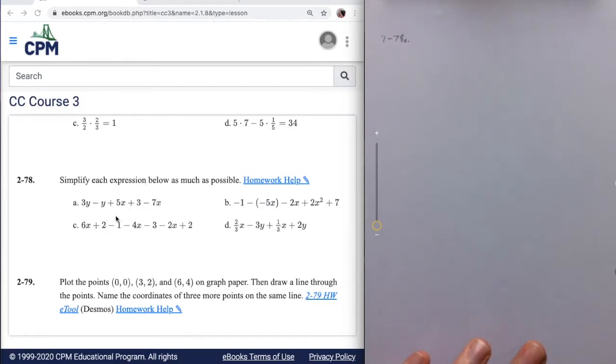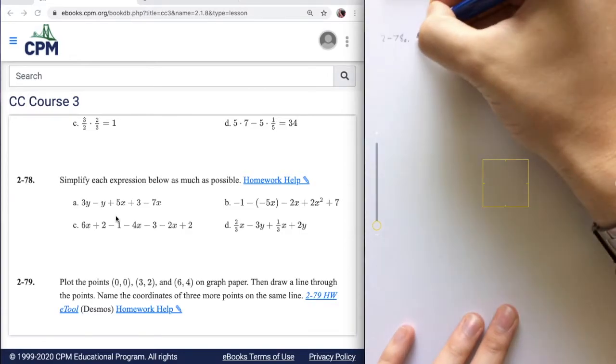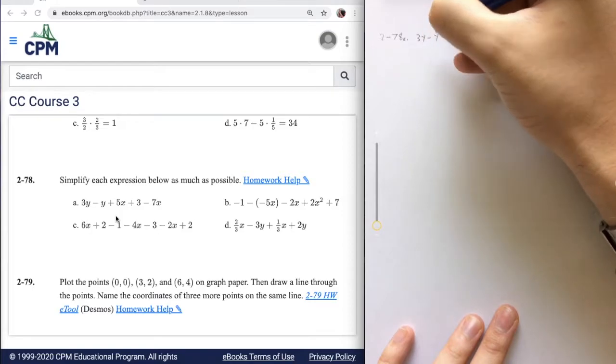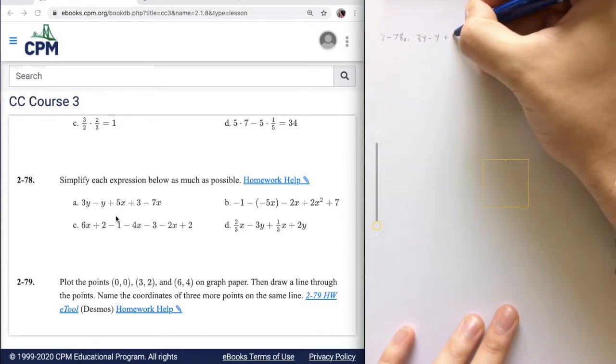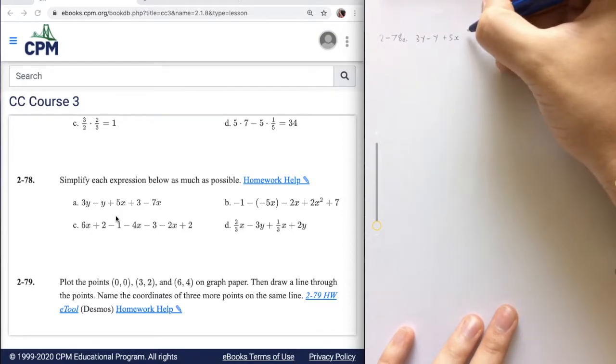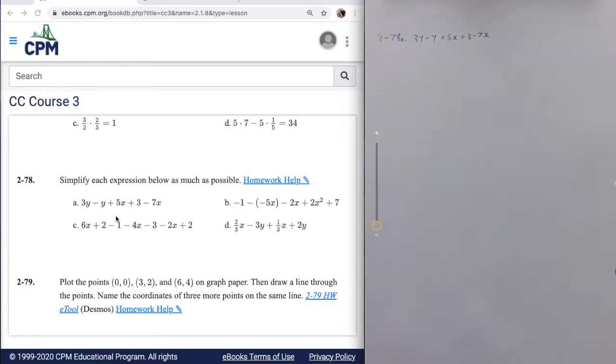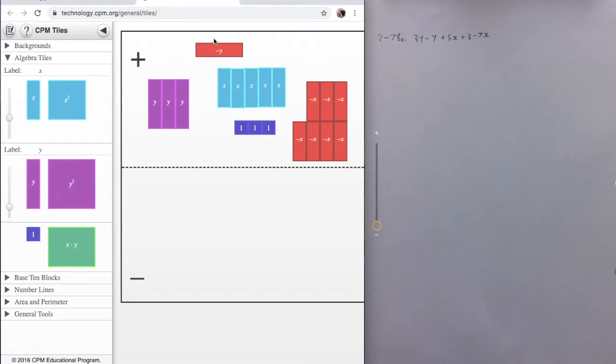Either way, let's first start by writing it out. So it's going to be 3y minus y plus 5x plus 3 minus 7x. So you might be able to look at that and move things around, but for this first one, let's go to the algebra tiles and try using those to help us.